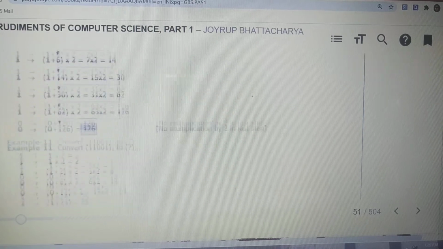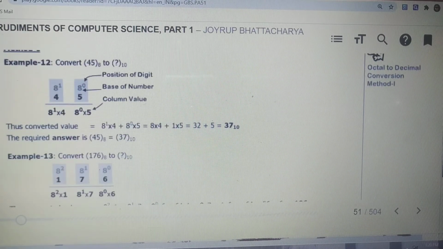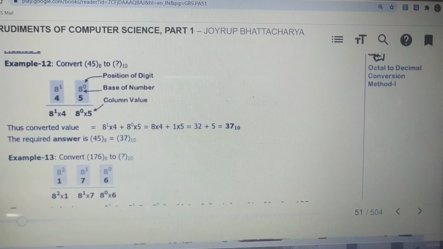Now we are doing conversion from octal to decimal number. Octal means base is 8. We have already done the conversion from base 2 to base 10, and in the same way we will do the conversion over here.